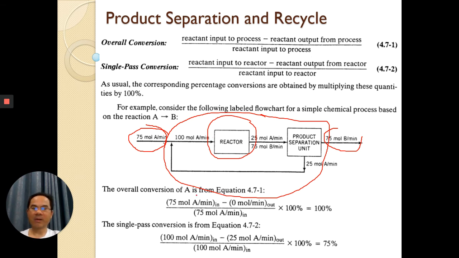For this case, the overall conversion is input of A, 75 mole A per minute in, minus 0 mole per minute of A output, divided by input, and you get 100% conversion. For single pass conversion, the input is 100 mole per minute A. Output is 25 mole A per minute. Divided by 100 multiplied by 100, you get 75 mole percent conversion. Okay, I think it's clear.